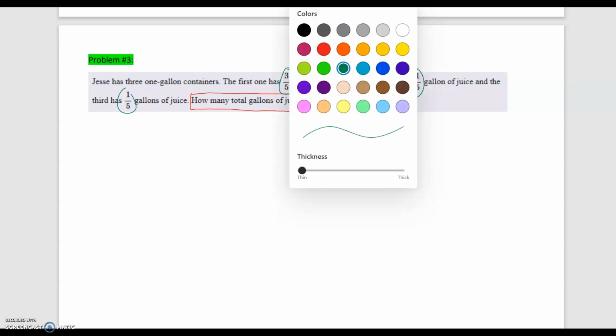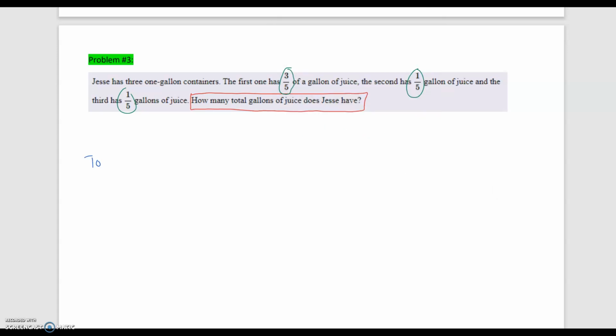So let me just rewrite it as total. In this case, total juice is going to be equal to 3/5 for the first container, plus 1/5 of the second container, and then technically another 1/5 of the next container. Our units are gallons, so we're technically looking at 3 fractions with the same denominator, so it'll be 3 plus 1 plus 1 over 5, or 5 over 5, or 1 gallon.